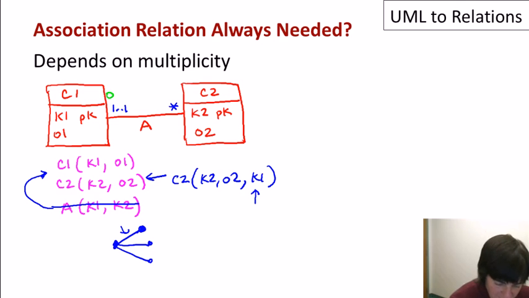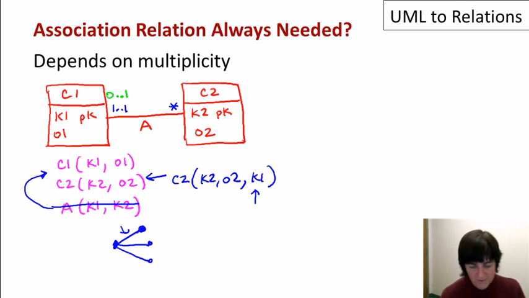Now, what if the left-hand side were 0..1 instead of 1..1? In that case, it would be possible for there to be some elements in C2 that aren't related to any elements in C1, and that would still be okay with this design as long as null values would be allowed in the third attribute of the relation for C2.